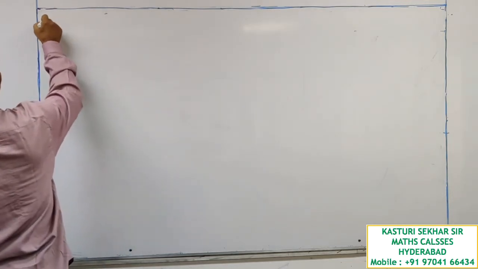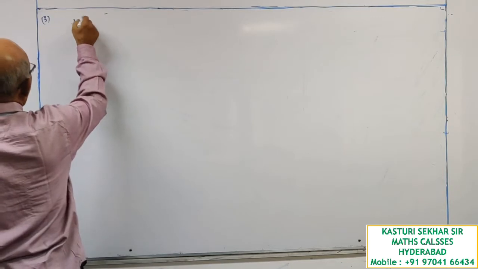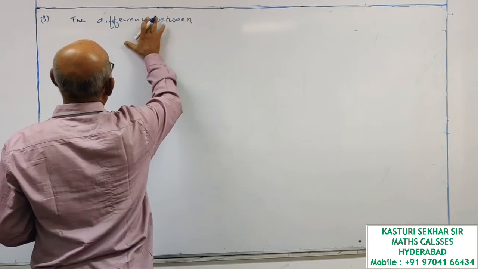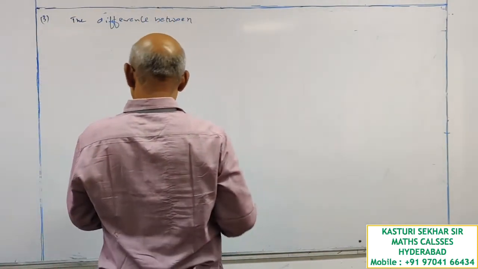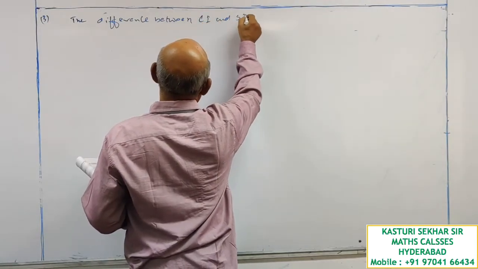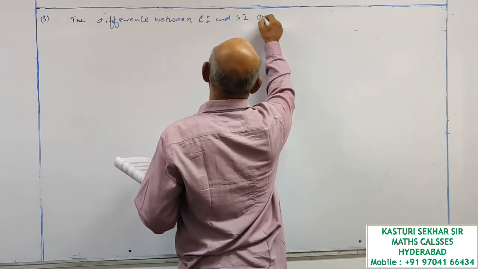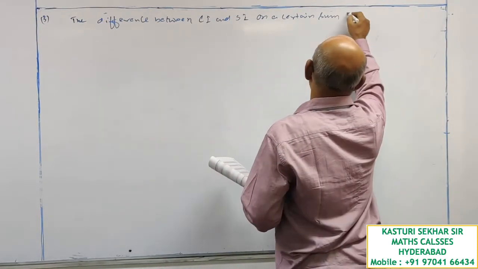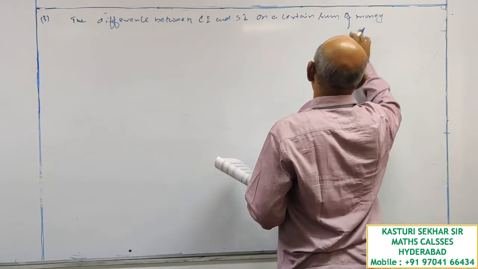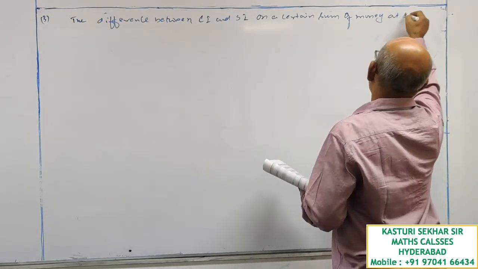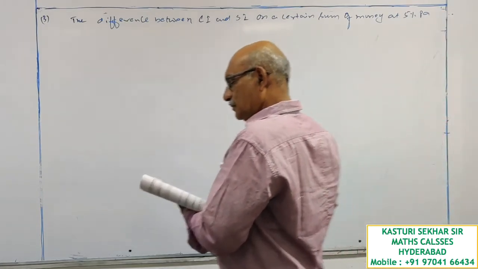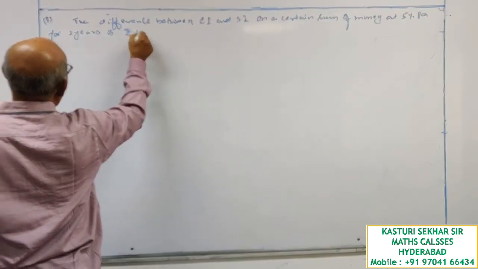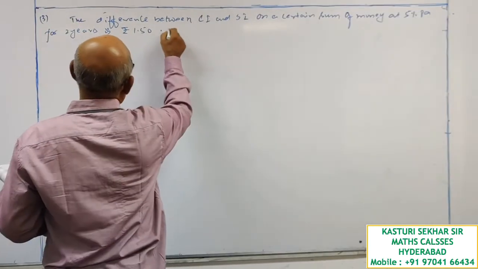Question number 3. The difference between CI and SI on a certain sum of money at 5% per annum for 2 years is rupees 1.50. Find the sum.